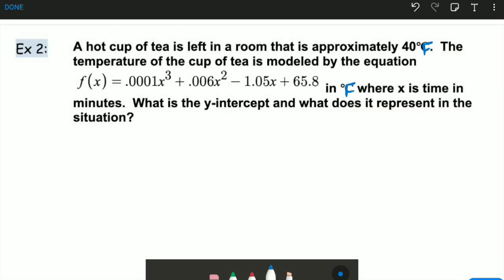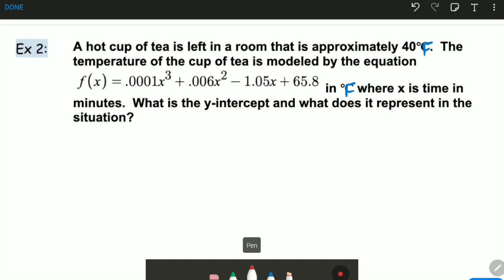In this example, we have a hot cup of tea that's left in a room that is approximately 40 degrees Fahrenheit. The temperature of the cup of tea is modeled by the equation f of x, which is in degrees Fahrenheit, where x is time in minutes. What is the y-intercept, and what does it represent in this situation?